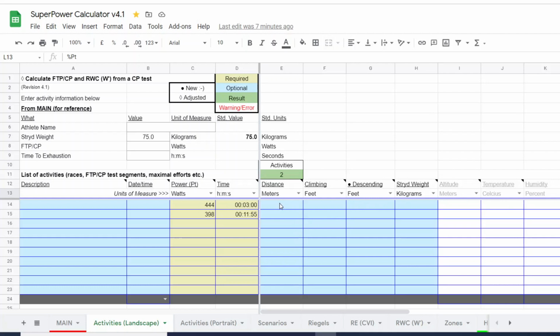All else being equal, I should say, because there's multiple factors. So all else being equal, it should be higher air power. So back to the concept here. We have selected from the drop-down menu the calculate FTP from an RWC from a CP test. We've entered the test values, including their percent air power.